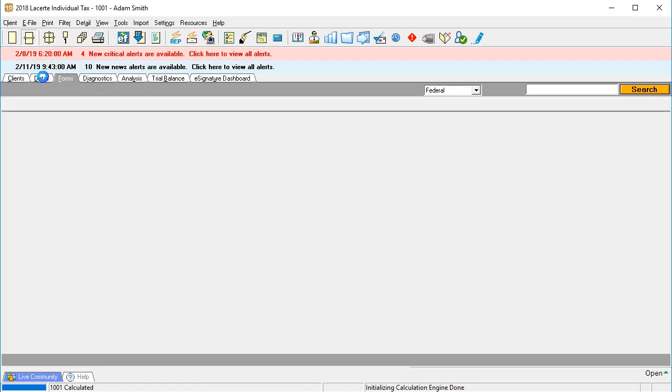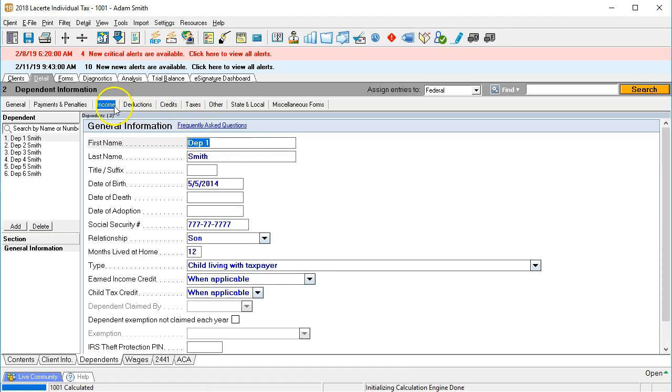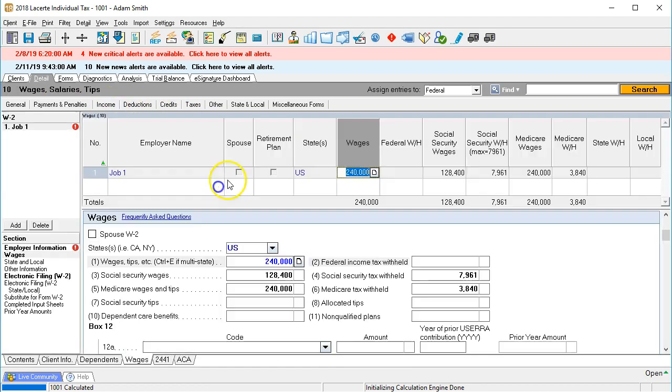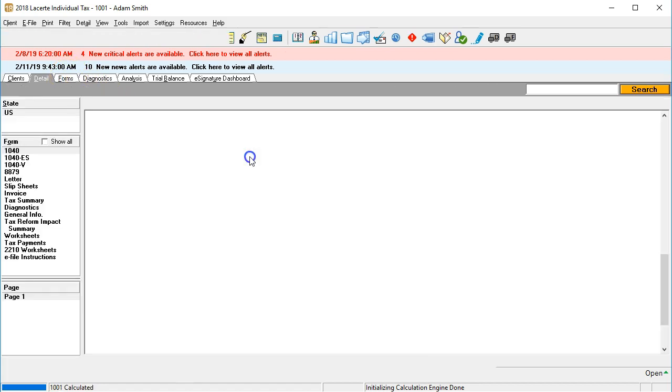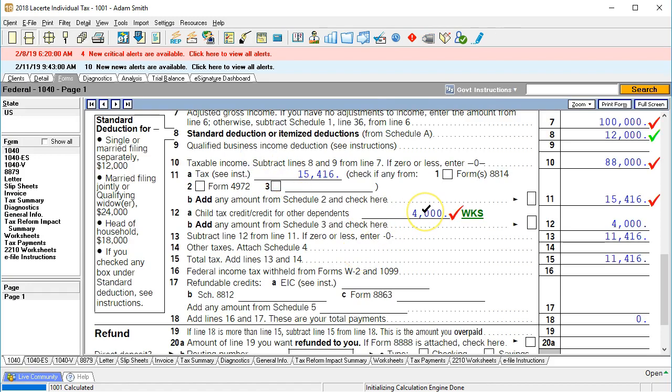If I go back over and we'll say, okay, what if we got our second dependent? What if we only made 100,000 and we had two dependents? So now we've got 100,000. We would get, of course, 4,000. 2,000 times two qualified dependents. And so that would give us the 4,000.